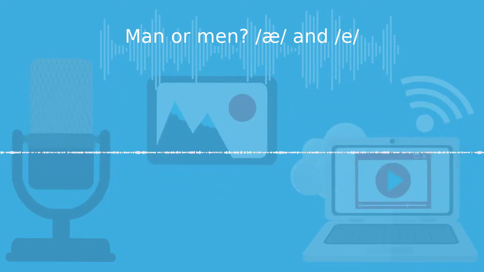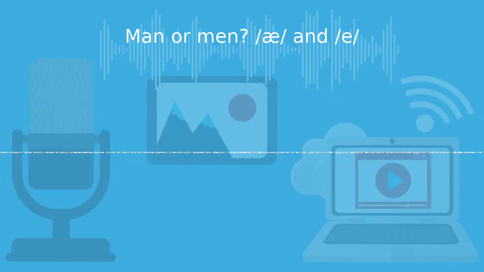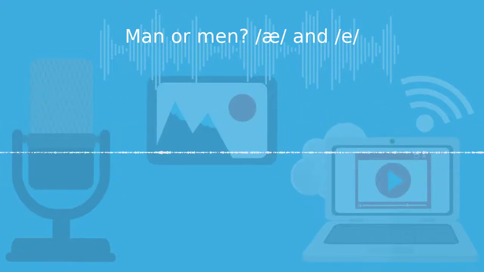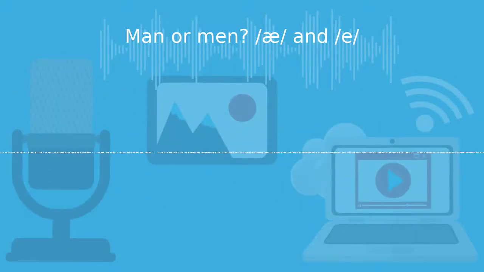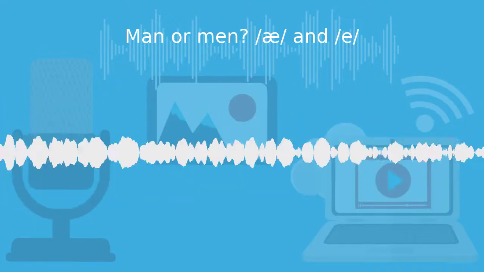Sentence 3. That happy family cat travels by taxi. Okay, let's look at 3 sentences with a lot of e sounds.